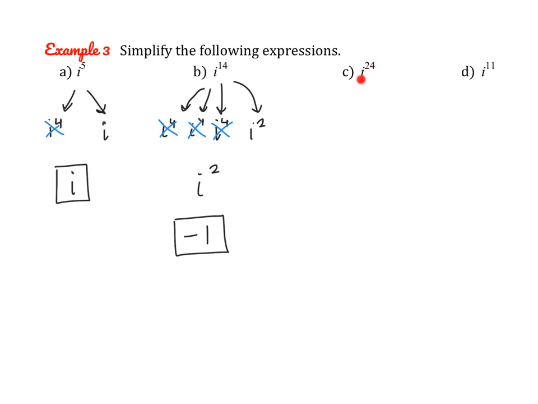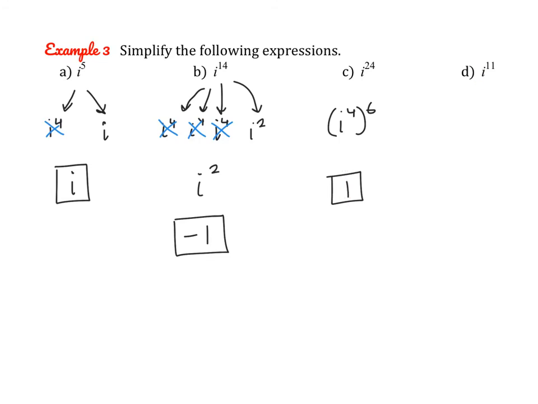Okay, for i to the 24th, we can actually divide 24 evenly by 4. So really it's i to the 4th 6 times, right? There's 6 groups of 4 in 24. So this expression is simply equal to 1. So anytime your exponent is divisible by 4, it will simplify to 1.